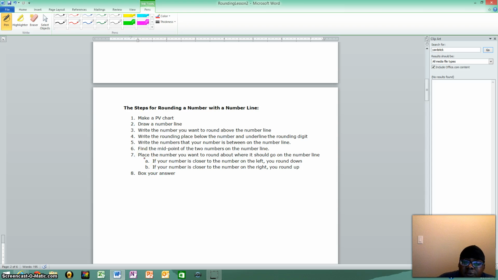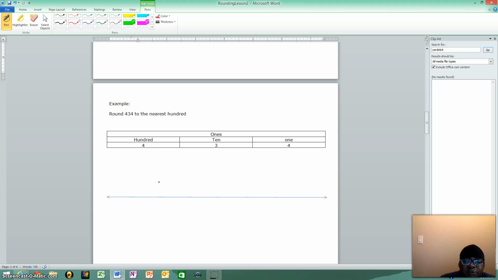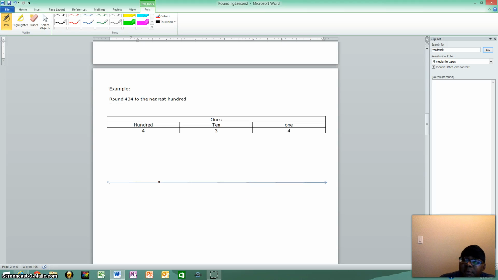And then we're going to place the number we want to round where it should go on the number line. If it's closer to the number on the left, we'll be rounding down. If it's closer to the number on the right, then we'll be rounding up. And last but not least, always box your answers. So here's our first example. Remember, we are making a foldable of this, so make sure you are putting all this information on your foldable.